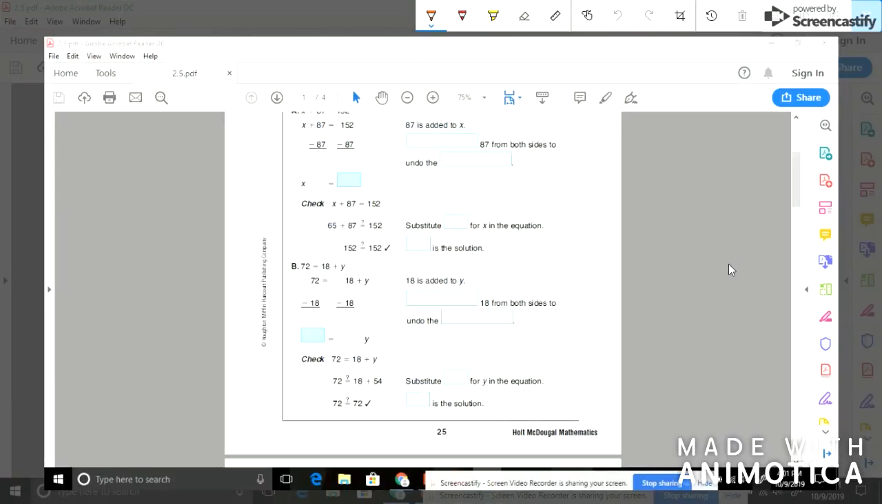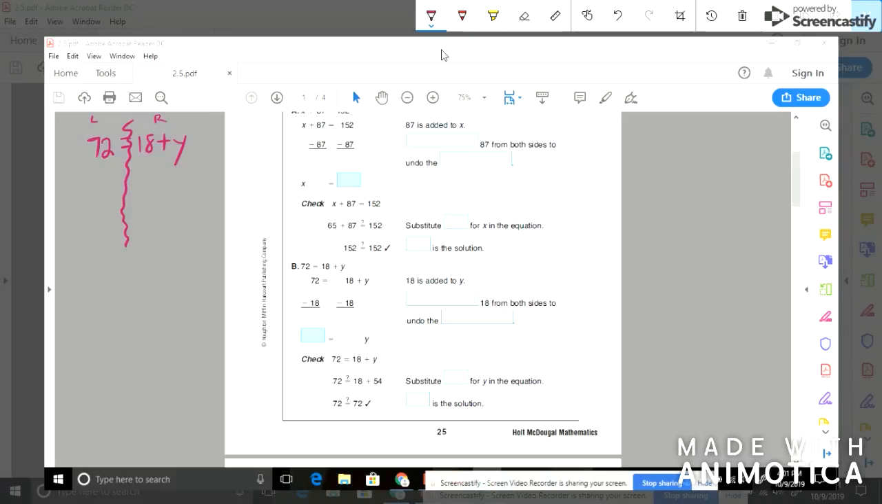For letter B, it says 72 equals 18 plus y. So what I'm trying to think about now is what number, when I add 18, would give me 72. Again, I'm going to split my equation at the equal sign. I'm just going to write it out over here: 72 equals 18 plus y. I like to split it at the equal sign because now it's like my scale. I've got the left-hand side and the right-hand side of my scale.